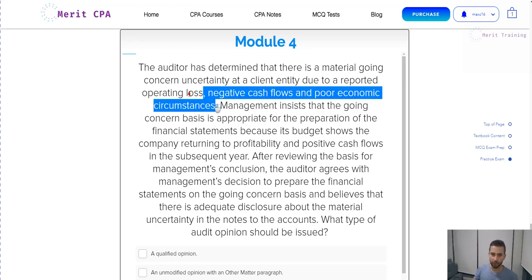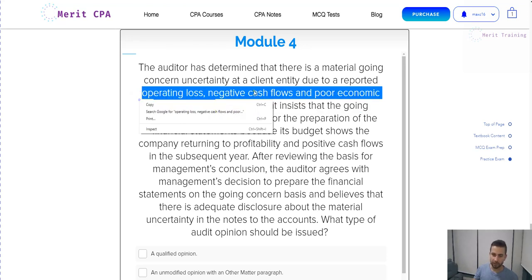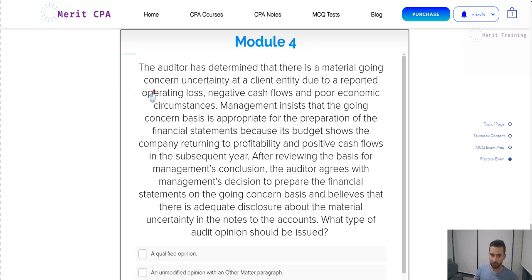But then the auditor is saying, well, you've got negative cash, the economics are really bad, you've got losses in your P&L. But management is still saying it's appropriate for the preparation of the financial statements because the budget shows the company returning to profitability. So they're saying, despite all the negative cash flows, we're going to go to profit in 3 years, and we're going to have a positive cash flow in the year after that.